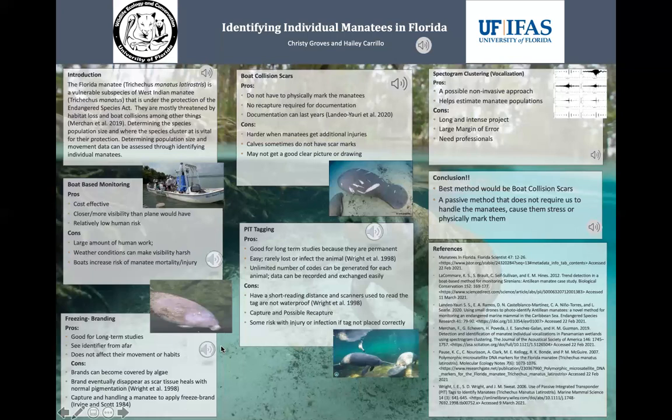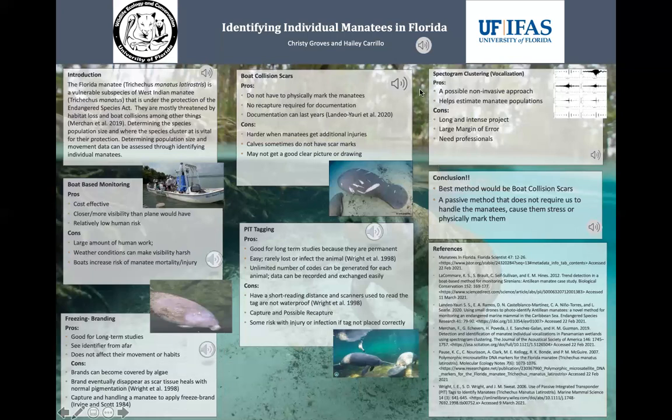The cons are that you have a large amount of human work, a huge team, and you need an experienced team. The weather conditions can make visibility harsh. You have the potential to count individual manatees twice. You have human error, and the boats can increase risk of manatee mortality or injury.